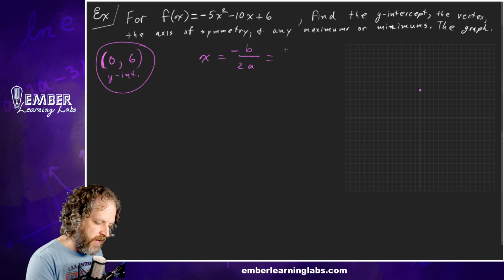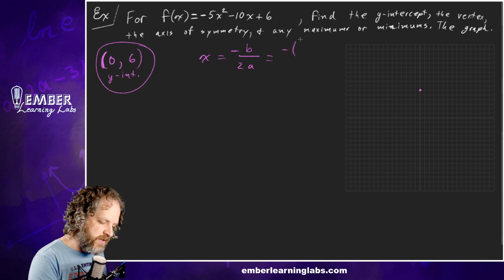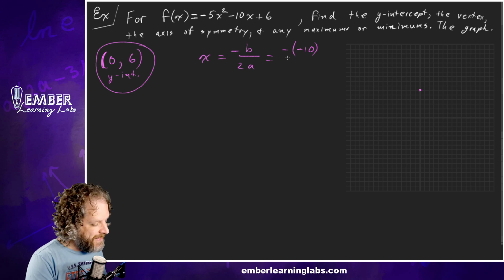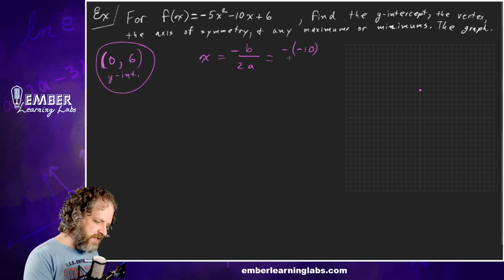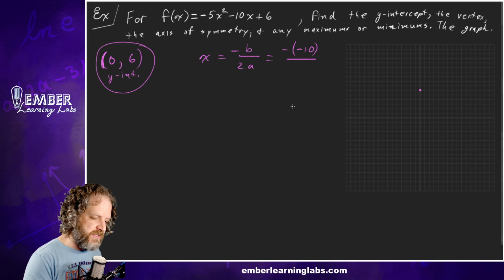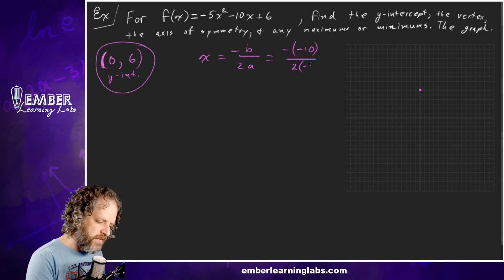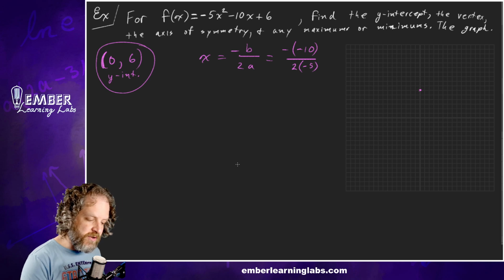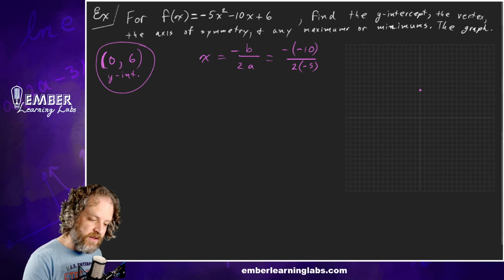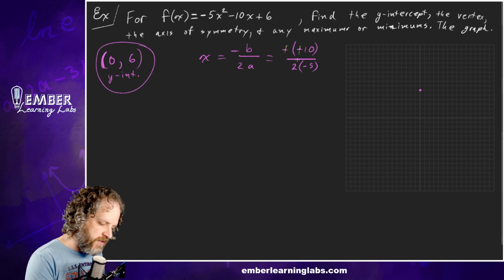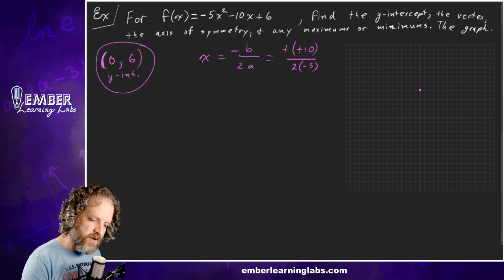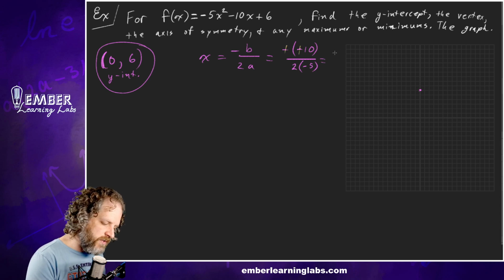So we're going to plug in our b, which is negative 10. Watch those signs. That's still an easy place to make a mistake. Over 2 times a, which is negative 5. So now we've gotten minus minus. So we're going to cancel those. And so this equals 10 over 2 times negative 5, which is negative 10.